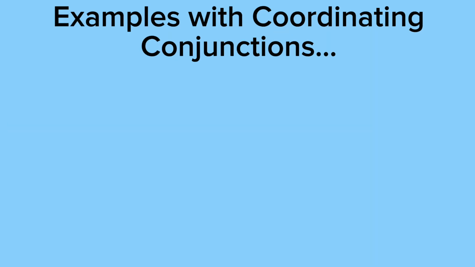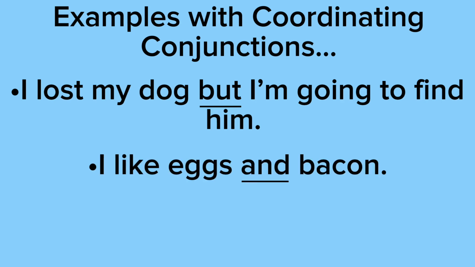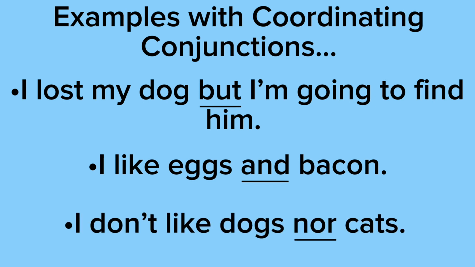So here are some examples with coordinating conjunctions. I lost my dog, but I'm going to find him. I like eggs and bacon. I don't like dogs nor cats. As you can see, the conjunctions in these sentences are being used to join the phrases and words.